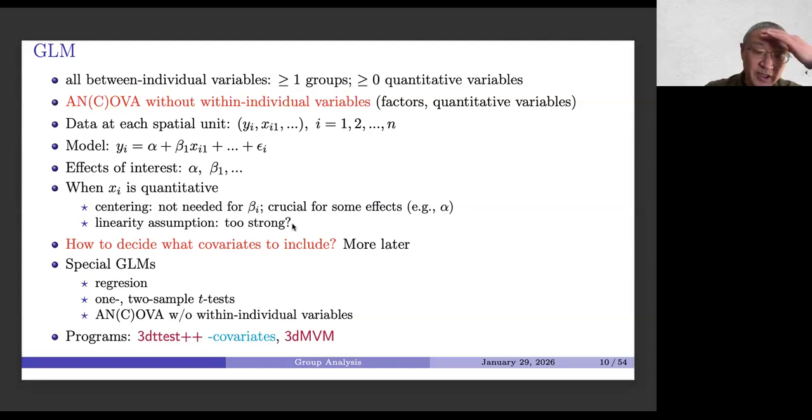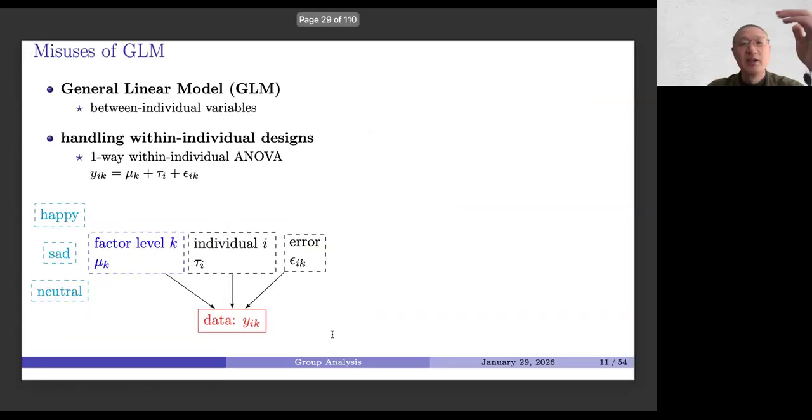General linear model, we can use 3dttest++. There's an option called -covariates. You can use that to include quantitative variables, but more generally, you can use 3dMVM. Now, in the field, the acronym general linear model is also used at the group level. That creates a little bit of a problem.